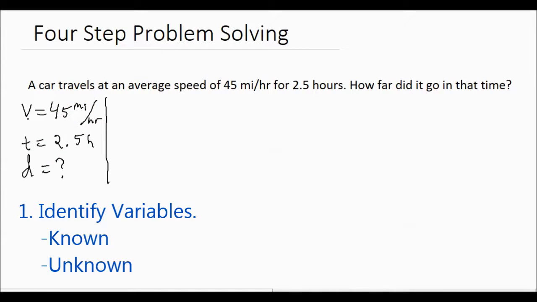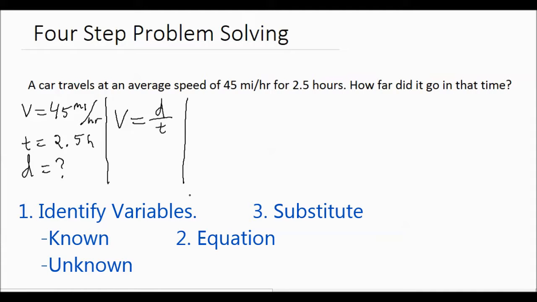Secondly, we have to look at what variables we have and what equation would be appropriate to use with those variables. In this case, we have V, T, and D. And we look on our equation sheet and we see average velocity is equal to distance divided by time. By identifying this equation, we can now plug in the numbers that we have for these variables.